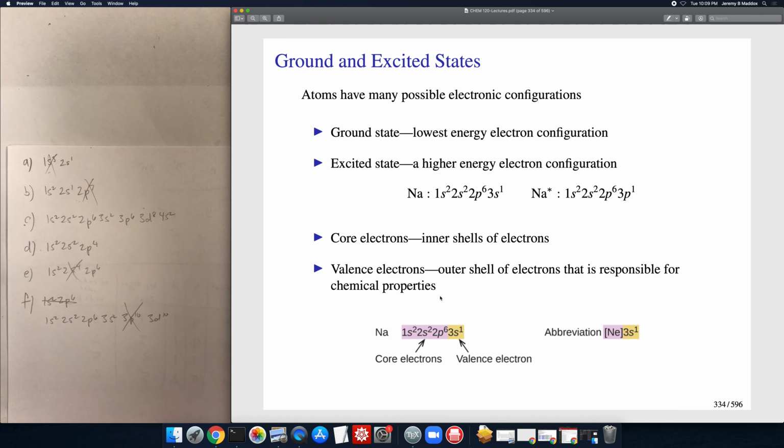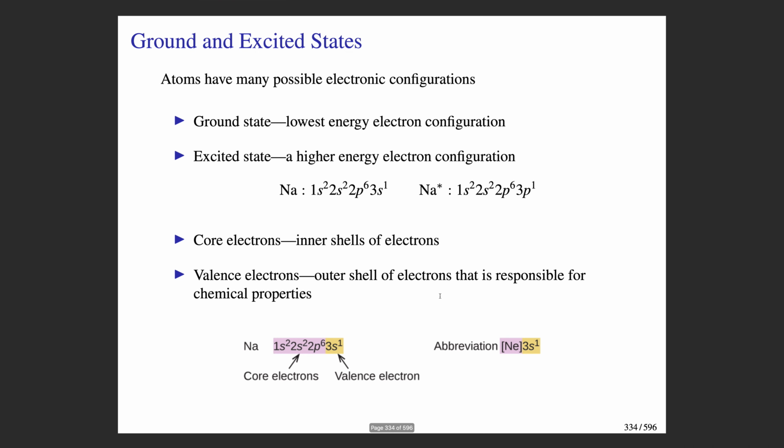So let's talk about the difference between a ground electronic state and an excited electronic state. Atoms can have many possible electron configurations. One of these electronic configurations is going to have the lowest energy, and so we call that the ground state electronic configuration. All other electronic configurations correspond to excited states.